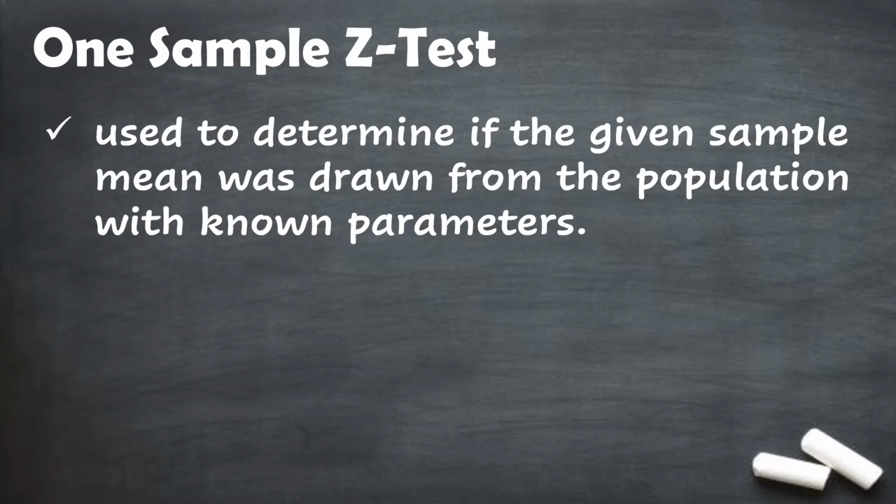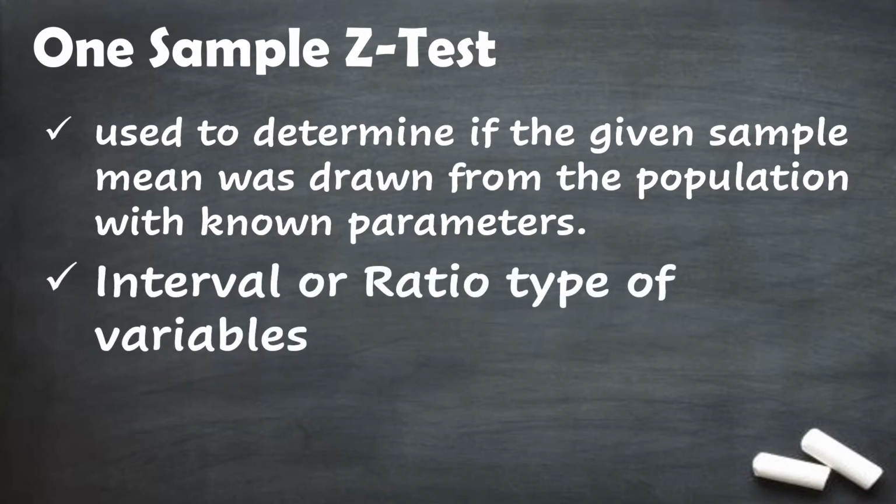of a given population. To give you an example, let's say a given research wants to find out if senior high school of LPU Cavite can represent all the senior high schools for the entire Philippines. So if that is the case, one sample z-test will be applied to check if senior high school in LPU Cavite is a representation of all the senior high schools in the Philippines.